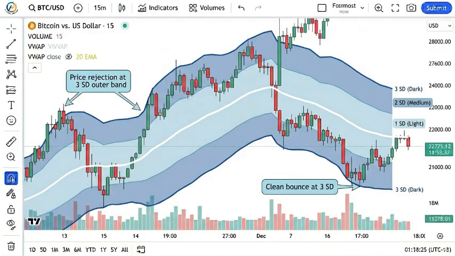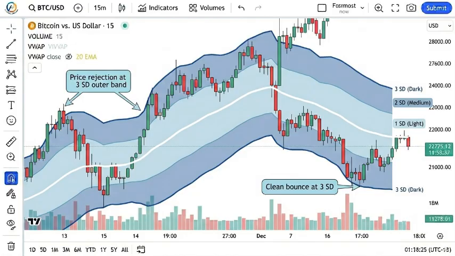Third mistake, ignoring candle confirmation. Do not enter just because price touches VWAP. Wait for the candle to close above or below VWAP. A touch is not a signal. A close is a signal.